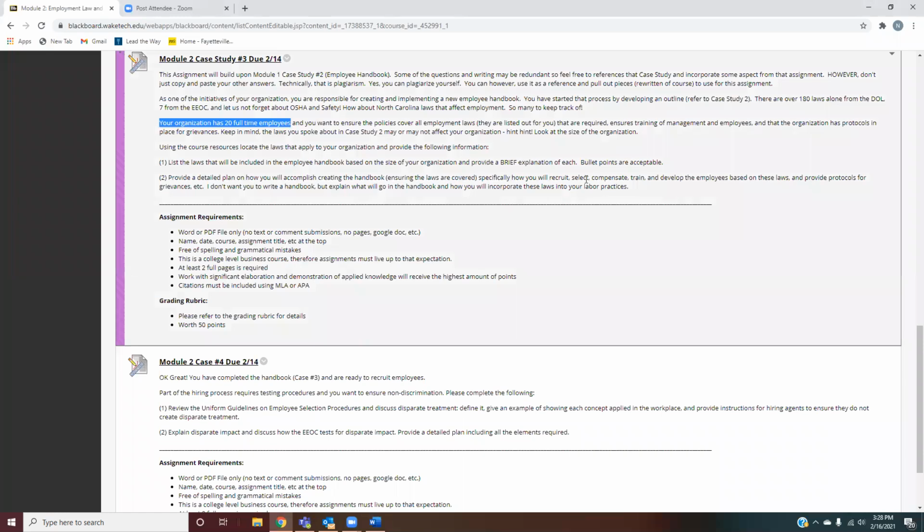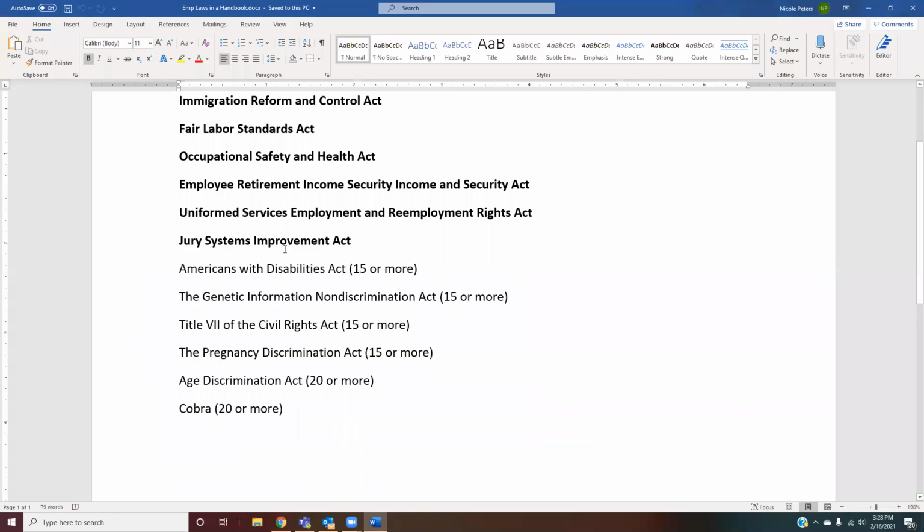All right, same thing with selection, compensation, training. Anytime you have some sort of employment activity, these laws are behind the scenes, making sure that hopefully you have policies in place, making sure that you aren't violating any laws.